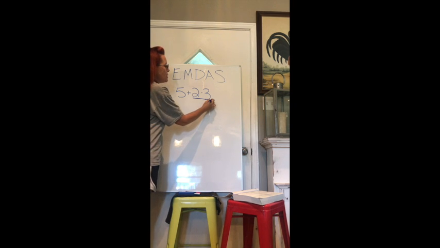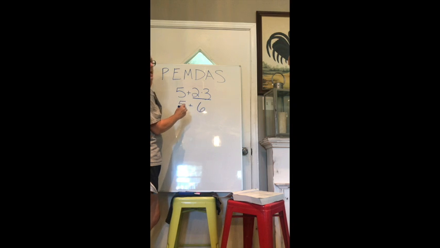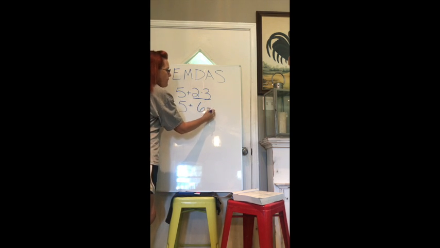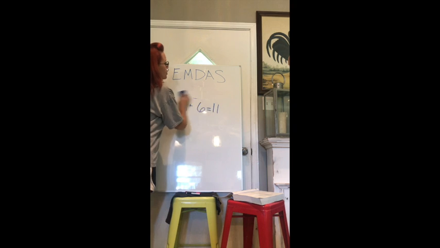I'm going to do 2 times 3. I know that I have 6. Okay? So now my problem reads 5 plus 6. Now I look at it. Do I have any more multiplication or division? No. Now I have addition. So I'm going to solve this. 5 plus 6 equals 11. Okay? That is your order of operations.